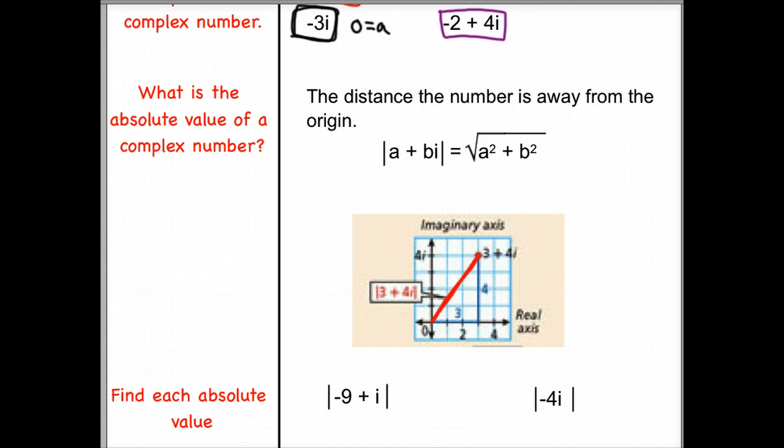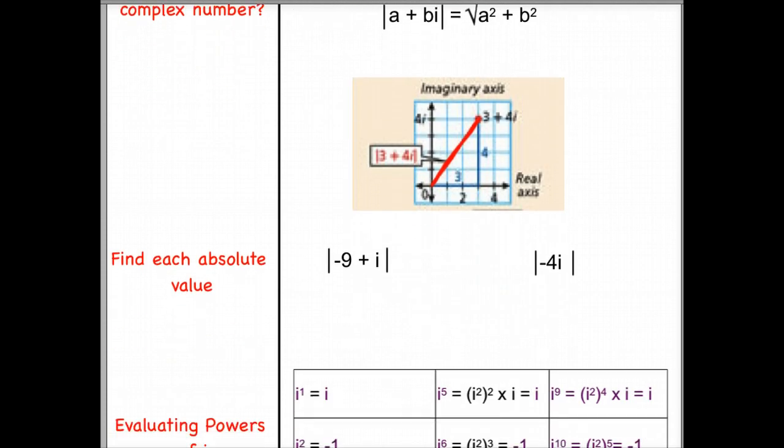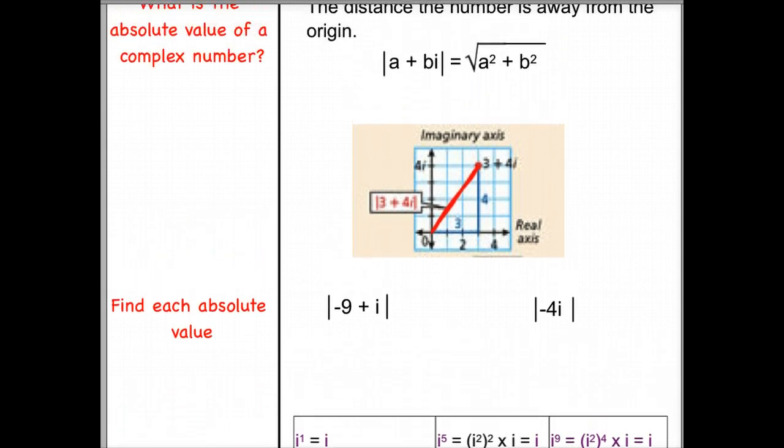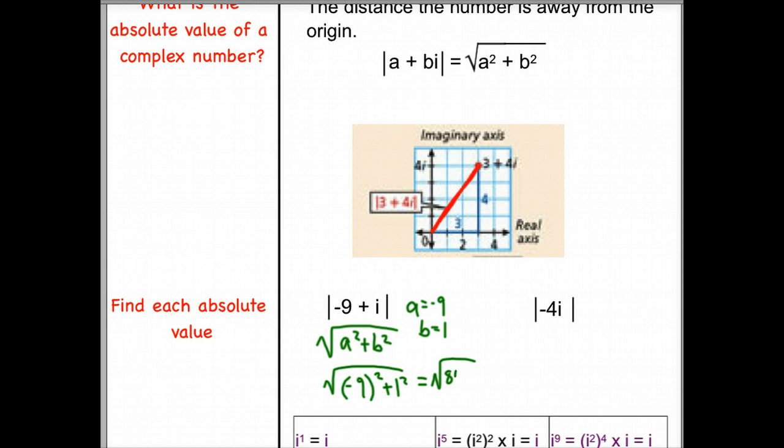So we can use that to find the absolute value of negative 9 plus i. So we have the square root of a squared plus b squared. We know that a is equal to negative 9 and b is equal to 1. So we have the square root of negative 9 squared plus 1 squared, which equals the square root of 81 plus 1, which is the square root of 82.